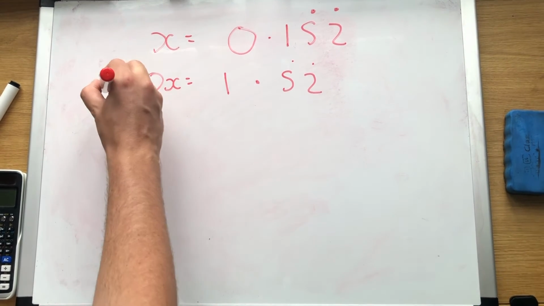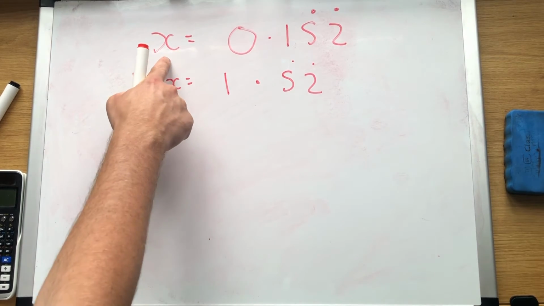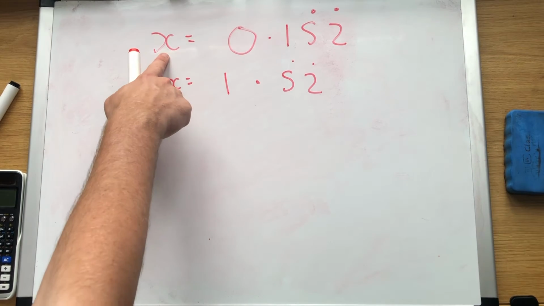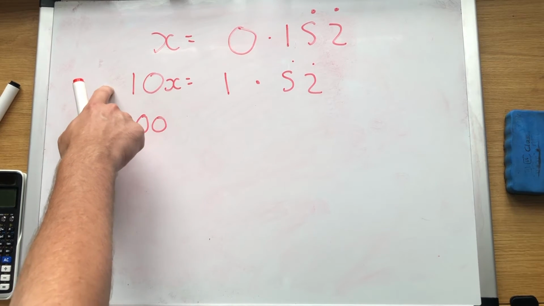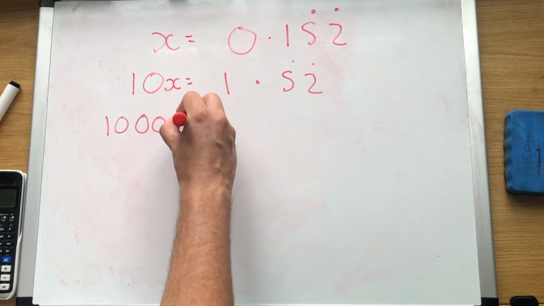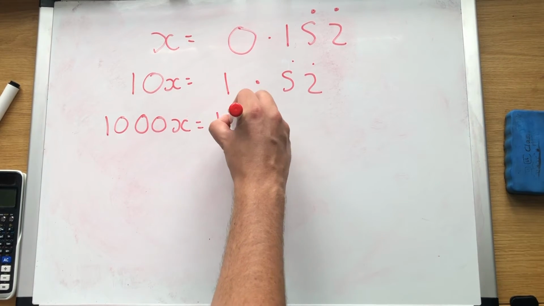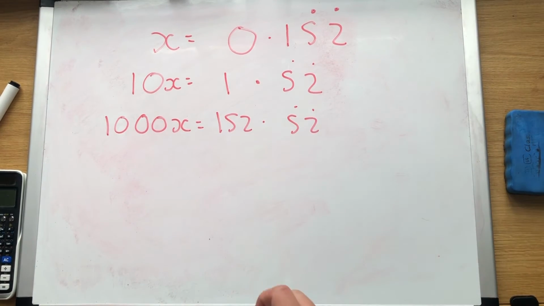From here we're good to go, because now we need this to be 1, 2 numbers to the left. So we're going to times this by 1, 2. We're not doing 100x, because that would be timesing this by 100. Instead we're multiplying this by 100. So 10 times 100, 1,000. So 1,000x equals 152.52525252, etc.